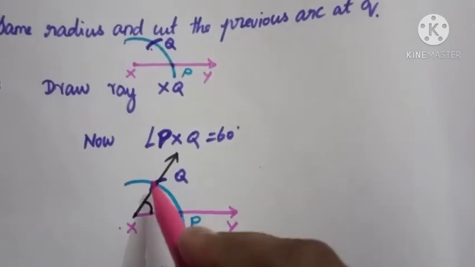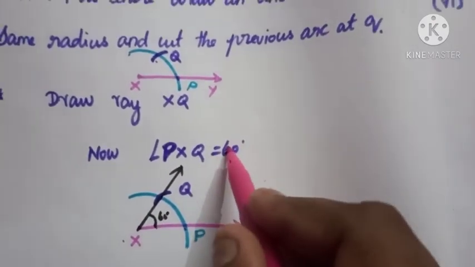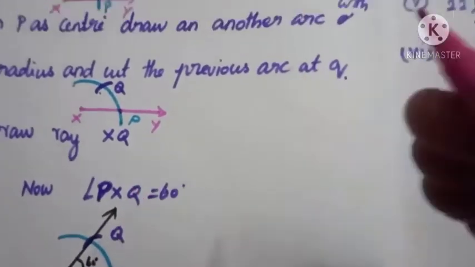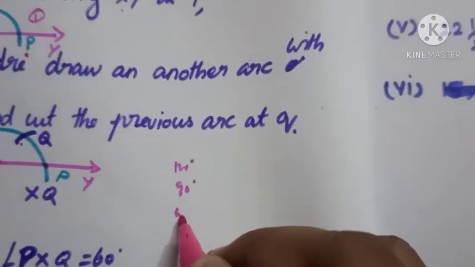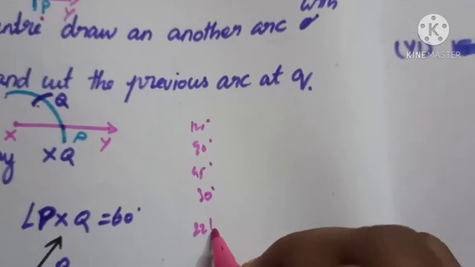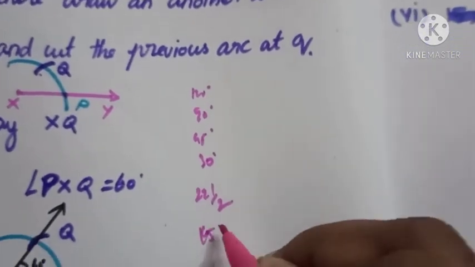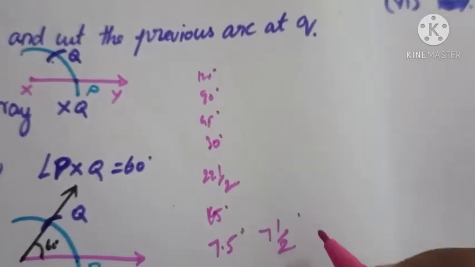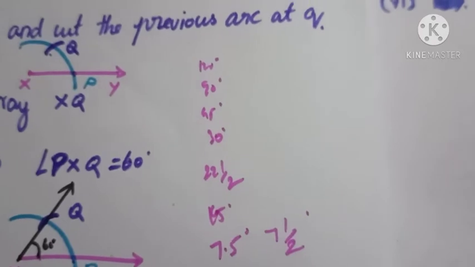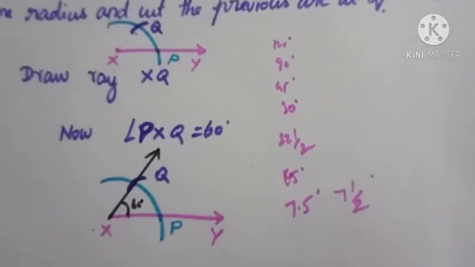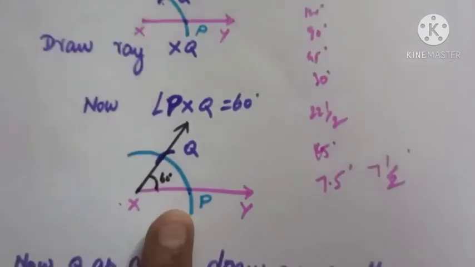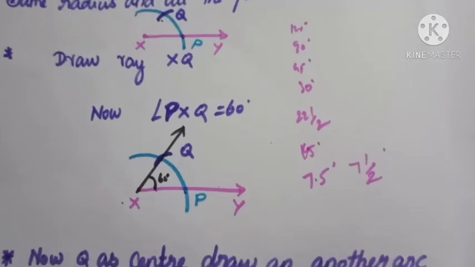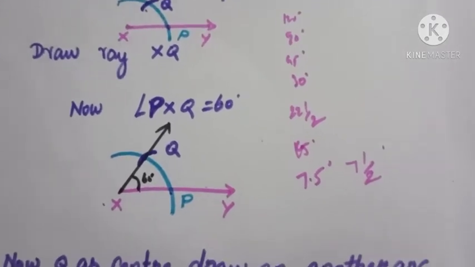Now angle PXQ is nothing but 60 degree. So whatever you want to go, first basic angle is 60 degree. Whether you draw 120 degree, 90 degree, 45 degree, 30 degree, 22.5 degree, 15 degree or 7.5 degree, that means 7.5 degree is half of 15, whatever it is, the first basic formation of the angle, you need to construct 60 degree. Joining the ray is not mandatory, but the basic angle is 60 degree.